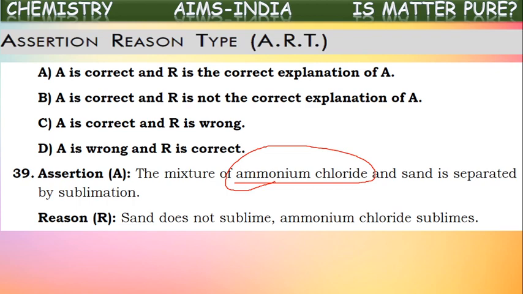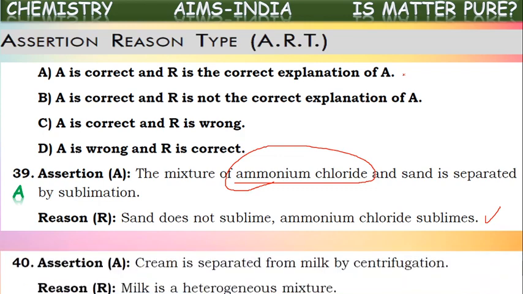When you heat these two, ammonium chloride sublimes, whereas sand remains as a solid. So in this process it can be separated. The reason given is that sand does not sublime, ammonium chloride sublimes. This is a correct reason, a correct explanation for that. So assertion and reason are both correct, and R is a correct explanation of A. So what will be the correct answer now? A is the correct answer.